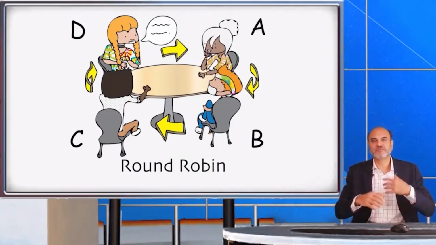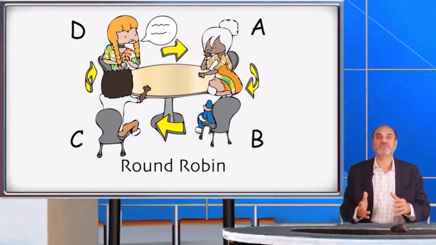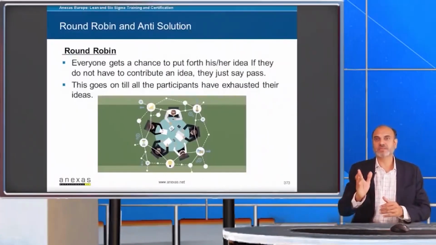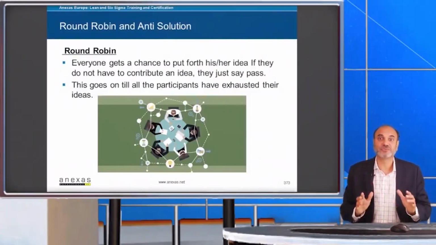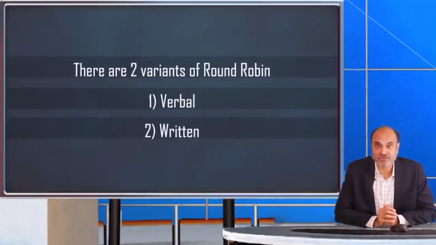Usually you'll find people will build upon each other's ideas. The pace of giving ideas will increase after 3 to 4 rounds. Once it slows down, it's time to close the session. That was about verbal round robin.